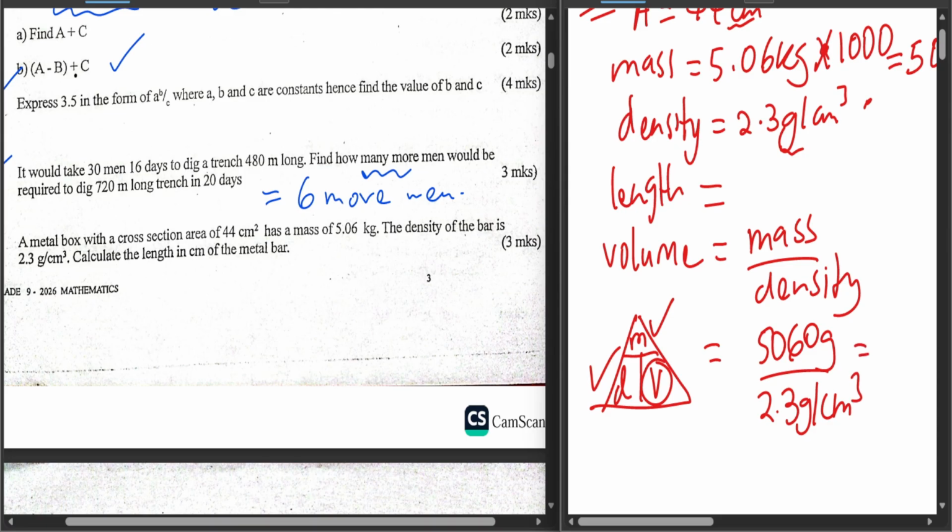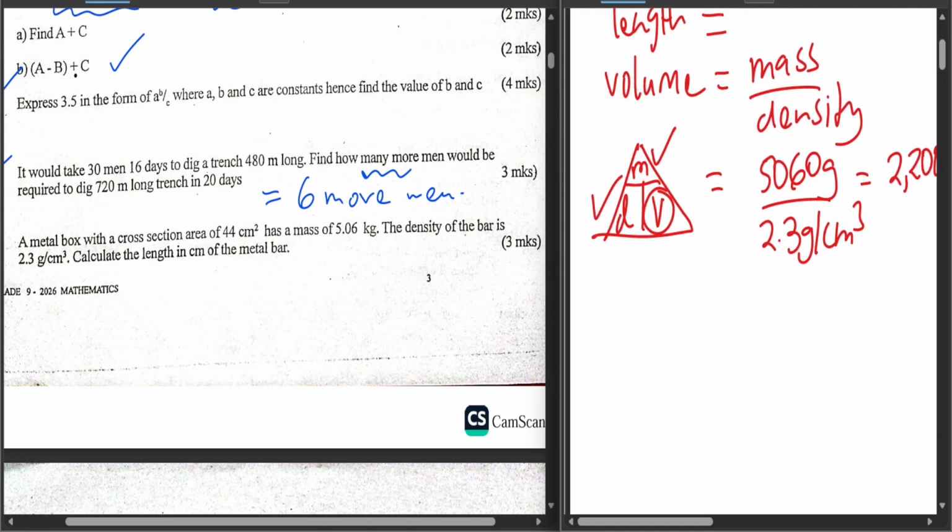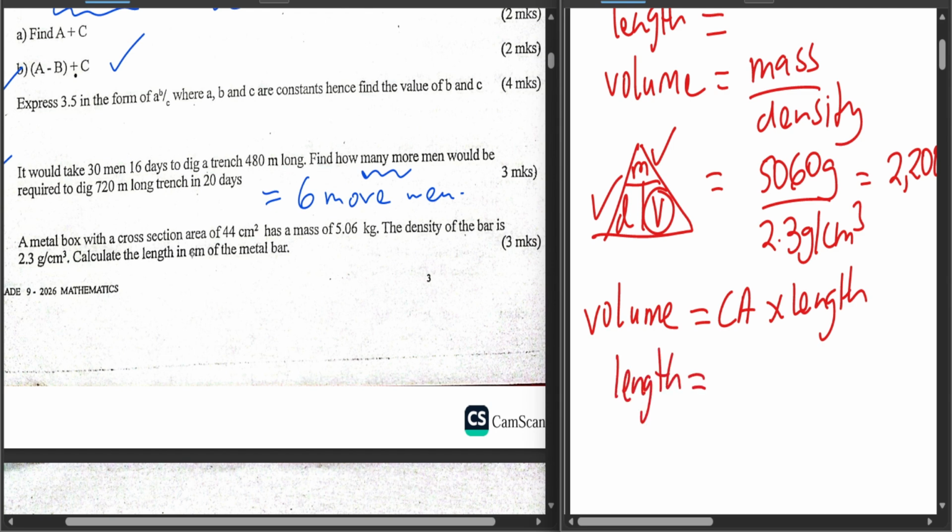5,060 divided by 2.3 is going to give you 2,200 cubic centimeter. Now, we also know that to get volume, you take cross-sectional area times length. But we don't have the length. We're searching for the length. So if you want to find the length, we basically take the volume divided by the cross-sectional area.